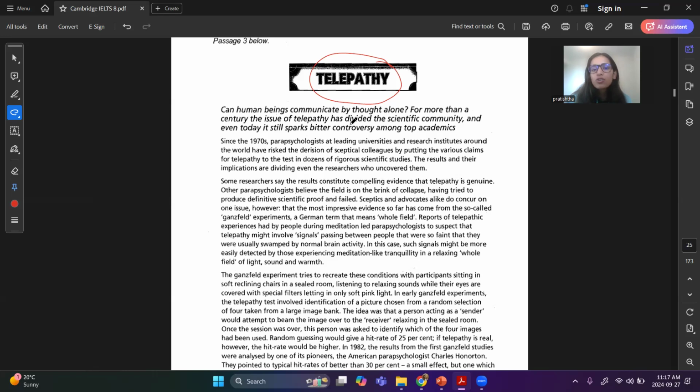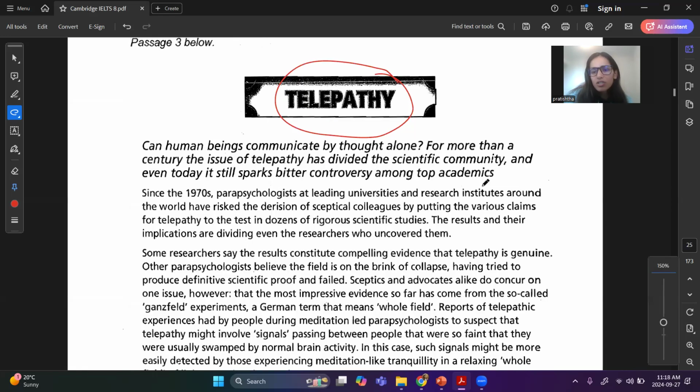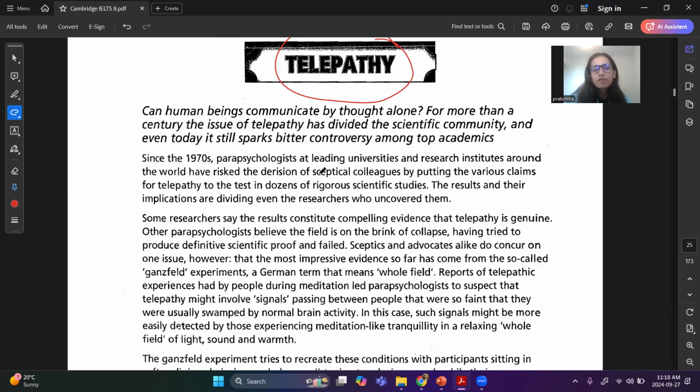For more than a century, the issue of telepathy has divided the scientific community, and even today, it still sparks bitter controversy among top academics. Since the 1970s, parapsychologists at leading universities and research institutes around the world have risked the derision of skeptical colleagues by putting the various claims for telepathy to the test in dozens of rigorous scientific studies. Don't go too deep, it just says that they have conducted some studies since the 1970s. The results and their implications are dividing even the researchers who covered them. So the research is not focused, right? It's not exact, it's still divided.